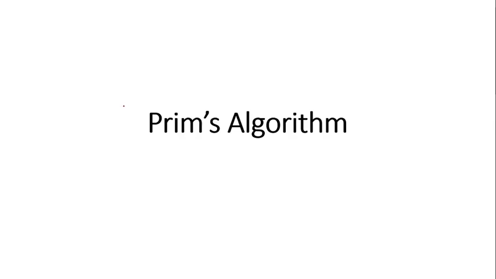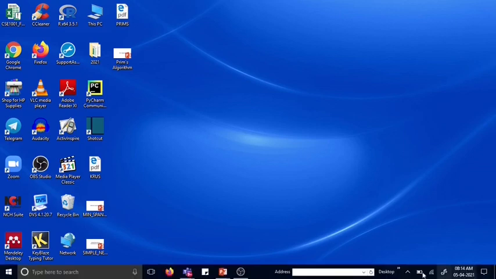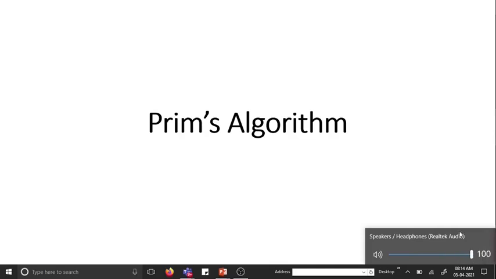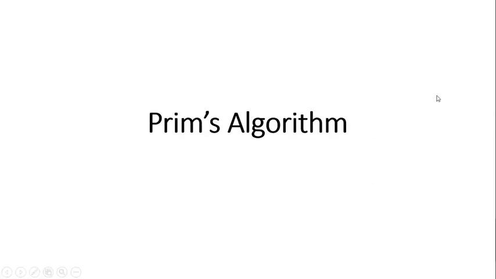So in the last class you have seen Kruskal's algorithm. Kruskal's algorithm is also used to find the minimum spanning tree, and we have discussed how it works. Today we are going to discuss Prim's algorithm. This is also a quite popular algorithm, especially in data structures.